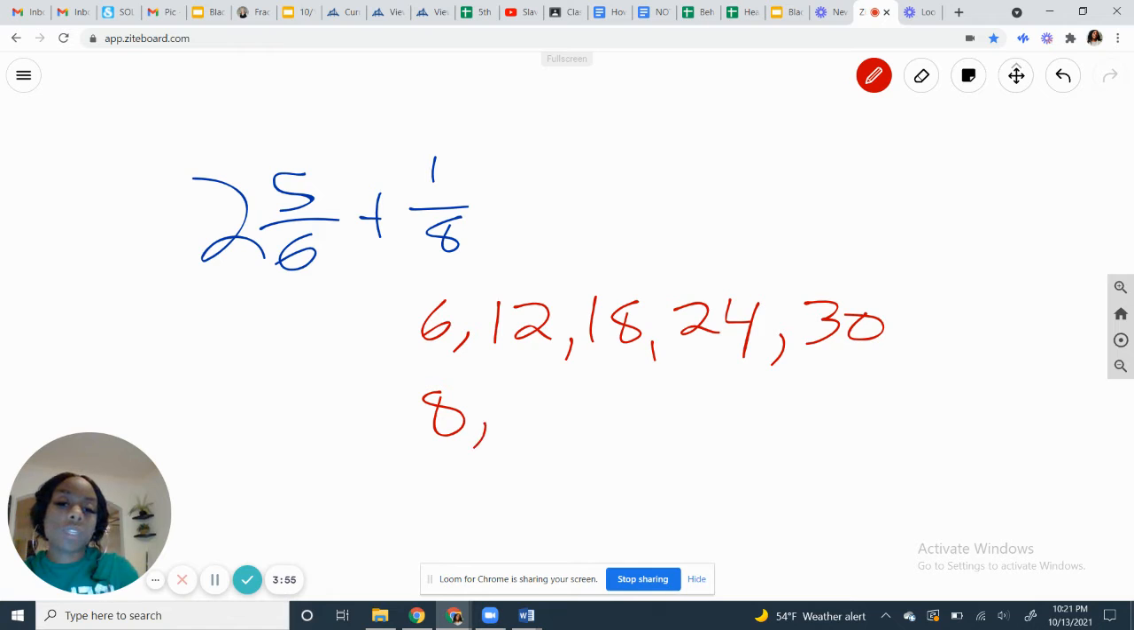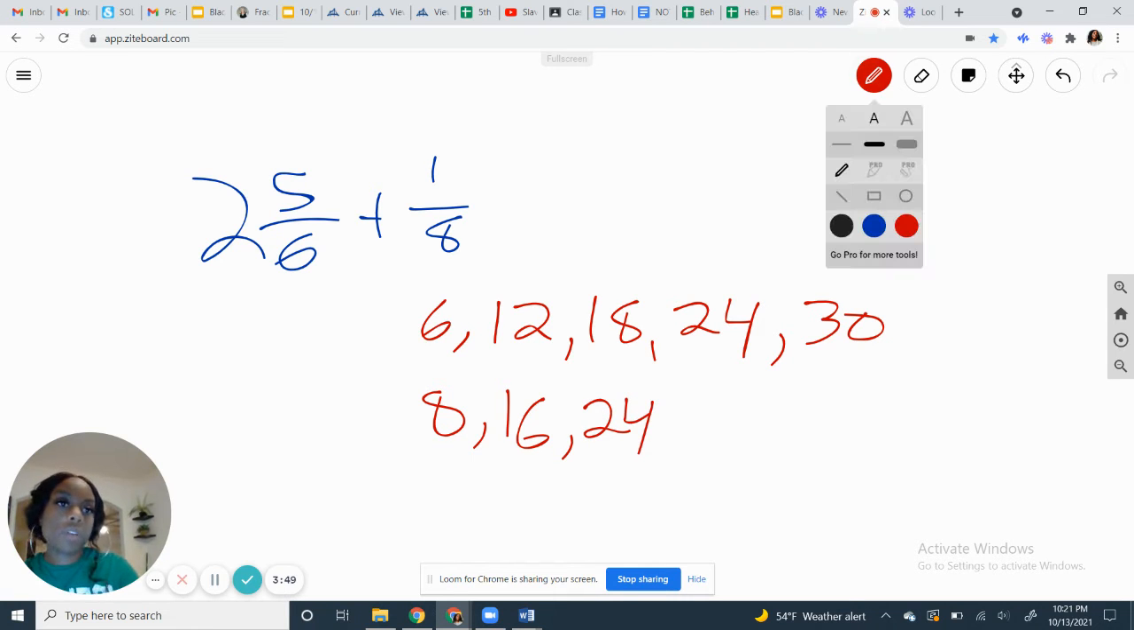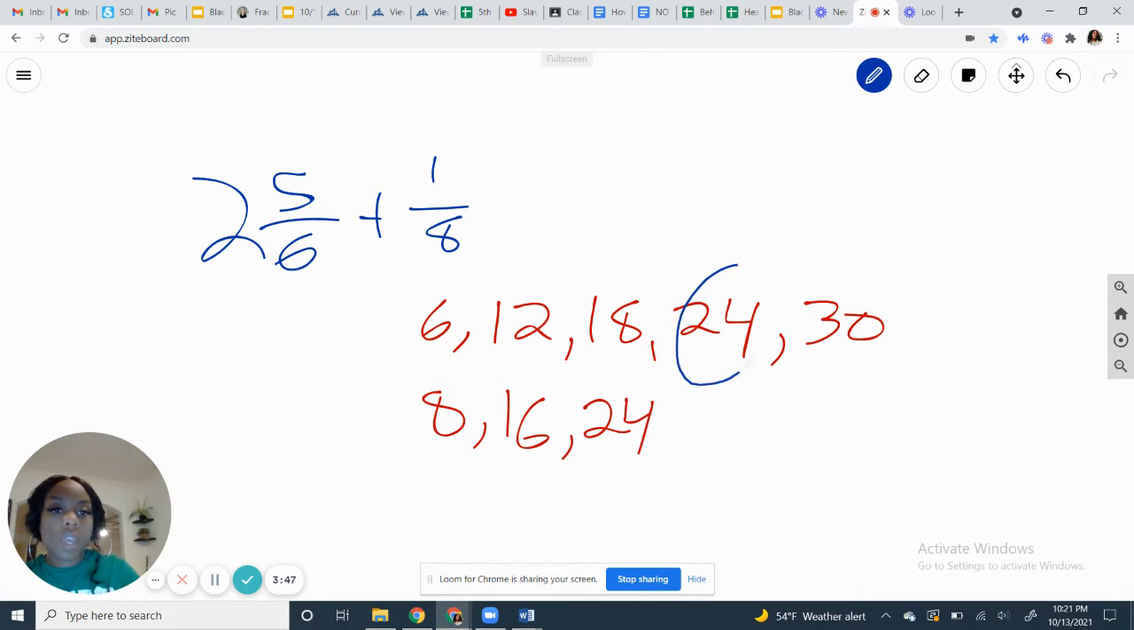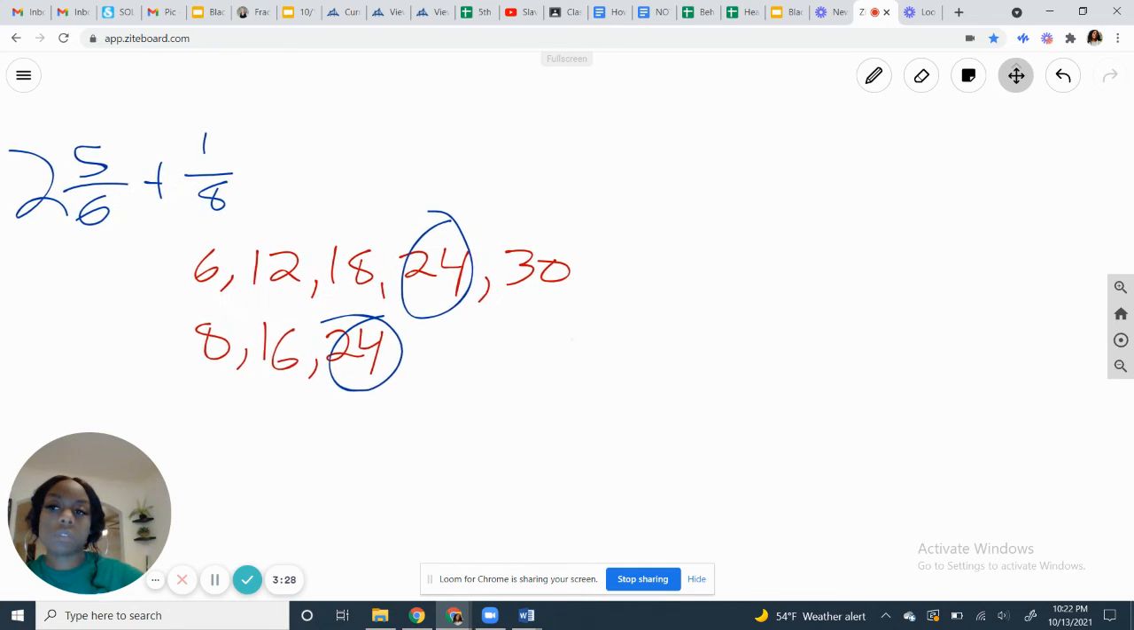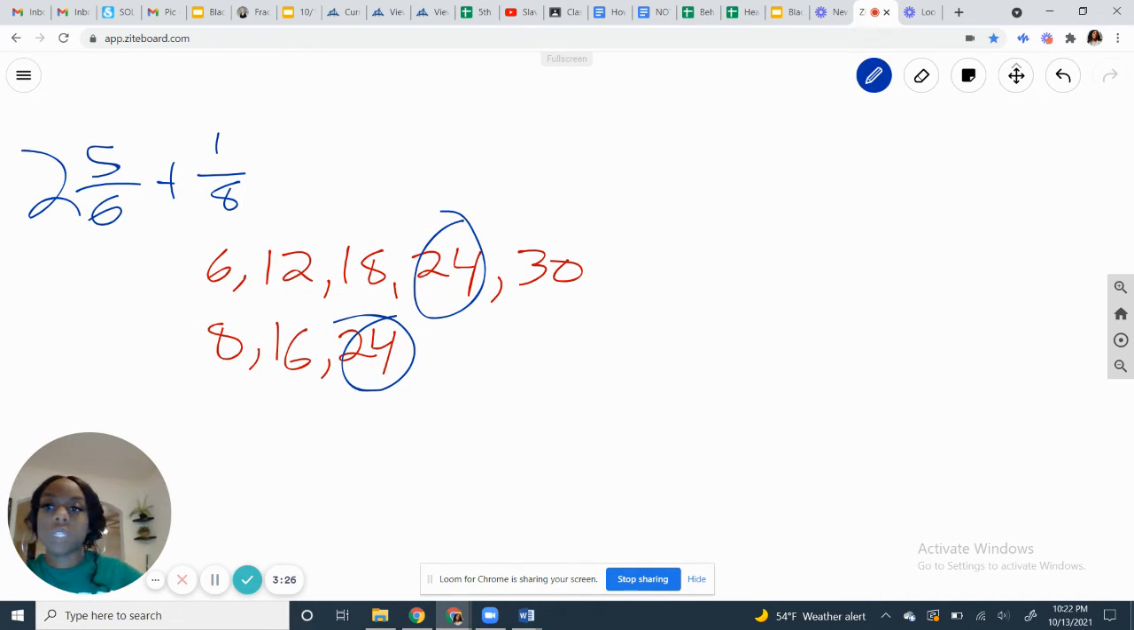Factors of 8. 8 times 1 is 8, 16, 24. Oh, winner, winner, chicken dinner. I found what they've got in common. It's 24. So that means we are now going to rewrite these fractions with the denominator of 24. Okay, that's what we are now going to be doing. Let's move this over here and let's get to it.